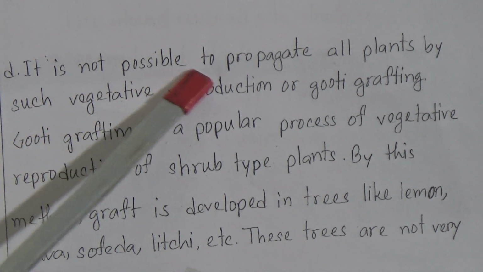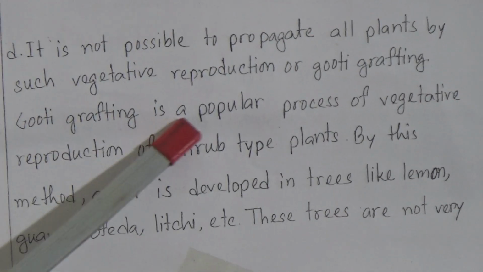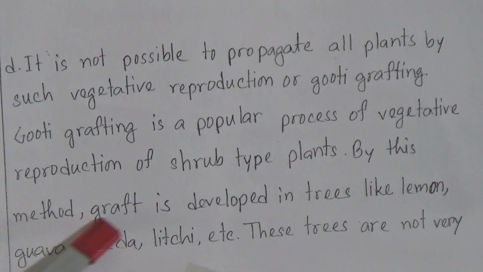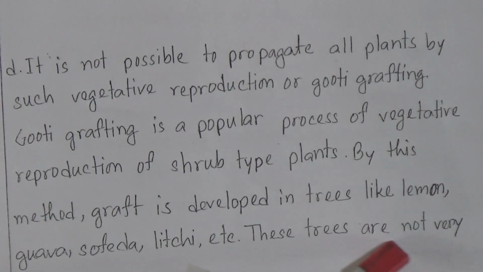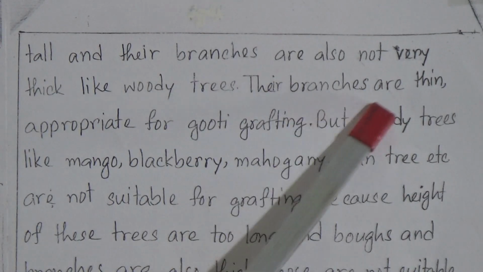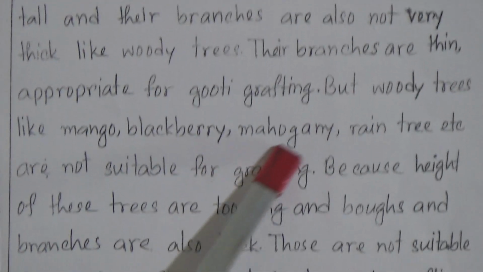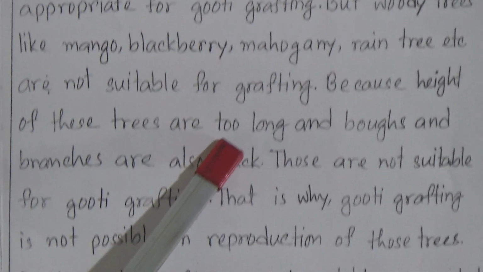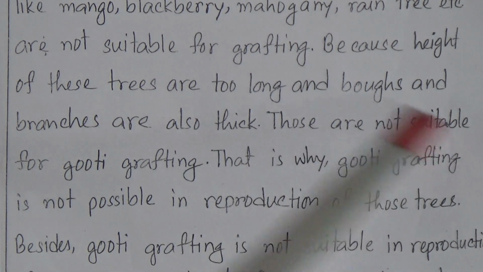It is not possible to propagate all plants by such vegetative reproduction or goody grafting. Goody grafting is a popular process of vegetative reproduction of shrub type plants. By this method, graft is developed in trees like lemon, guava, safeda, lychee, etc. These trees are not very tall and their branches are also not very thick like woody trees. Their branches are thin, appropriate for goody grafting, but woody trees like mango, blackberry, mahogany, rain tree, etc. are not suitable for grafting because the height of these trees is too long and boughs and branches are also thick. So, those are not suitable for goody grafting.